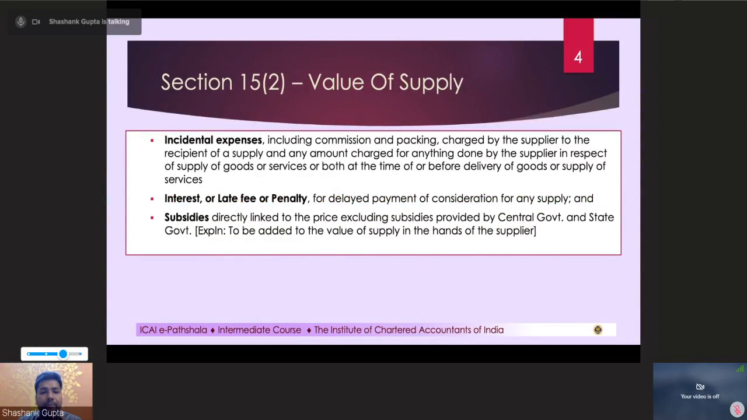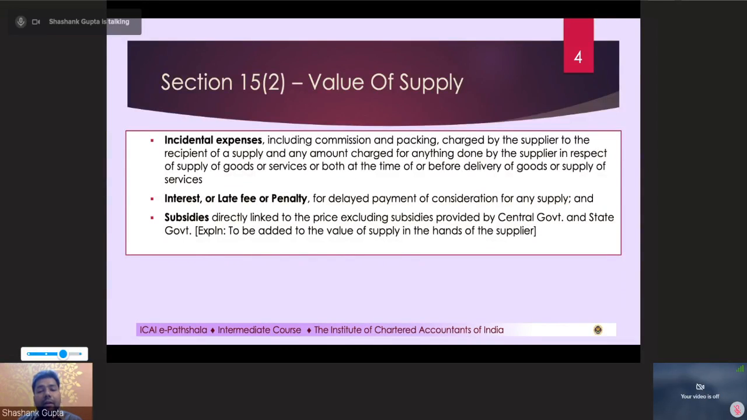Incidental expenses, that is, including commission, packing, charged by the supplier to the recipient of a supply, and any amount charged for anything done by the supplier in respect of supply of goods or services or both at the time of or before delivery of goods or supply of services. So basically any incidental expenses which would have been incurred also need to be considered and included for the purposes of deriving the valuation under GST.